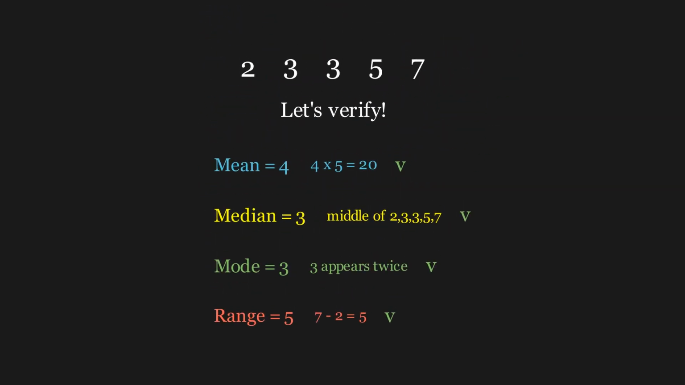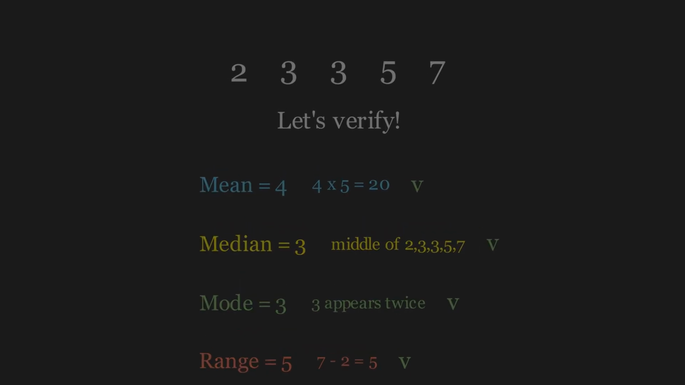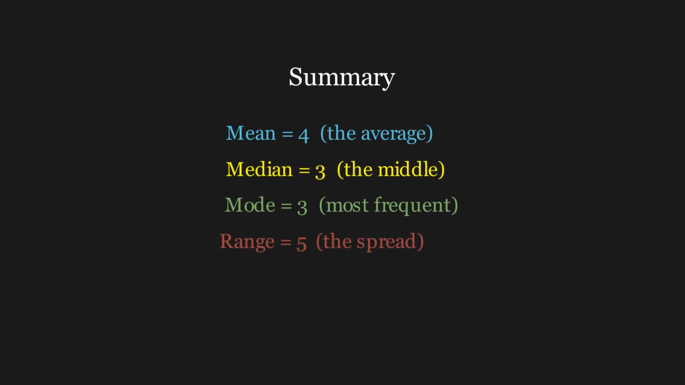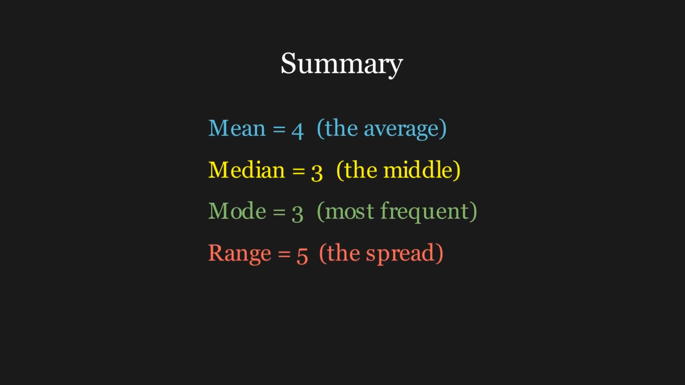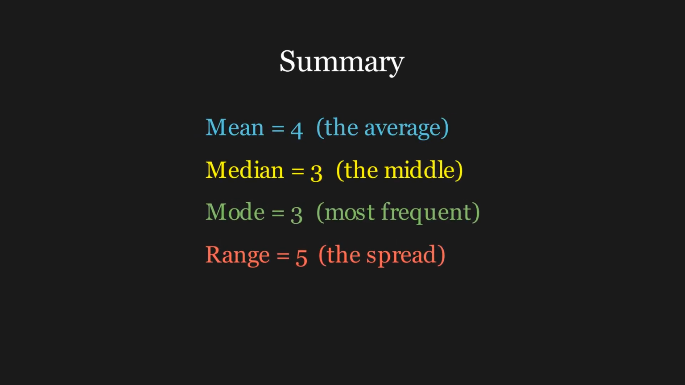That checks out too. For the mode, 3 was the only number appearing twice, while every other number appeared just once. And for the range, 7, the biggest, minus 2, the smallest, gave us 5. So for this one data set, we've got a mean of 4, a median of 3, a mode of 3, and a range of 5.